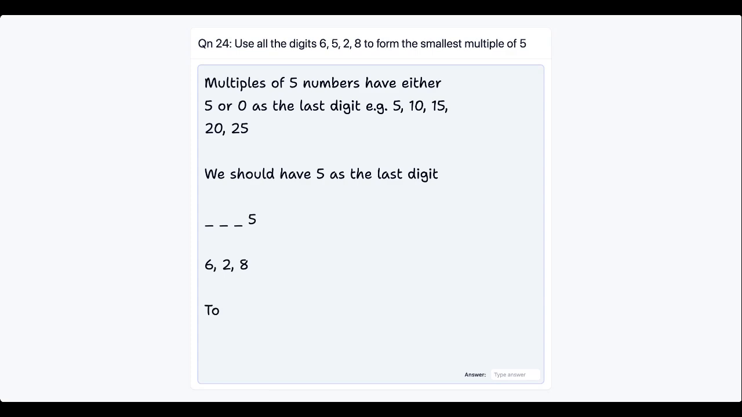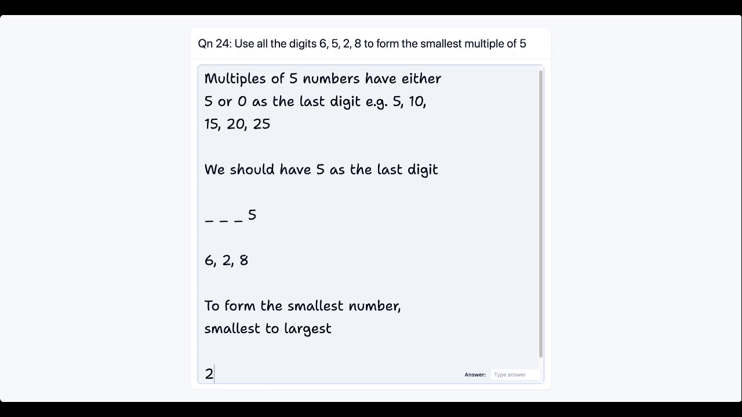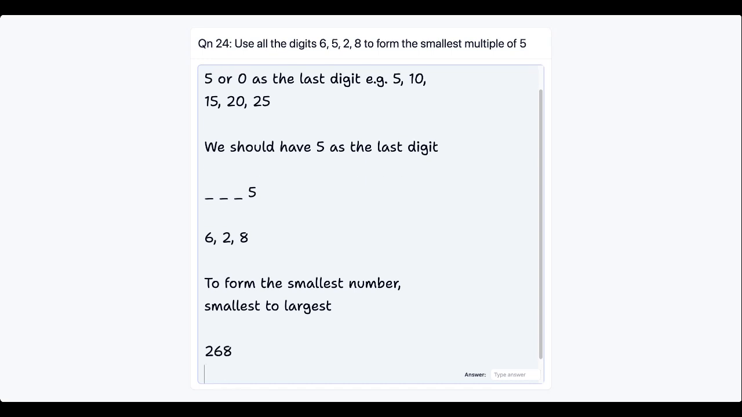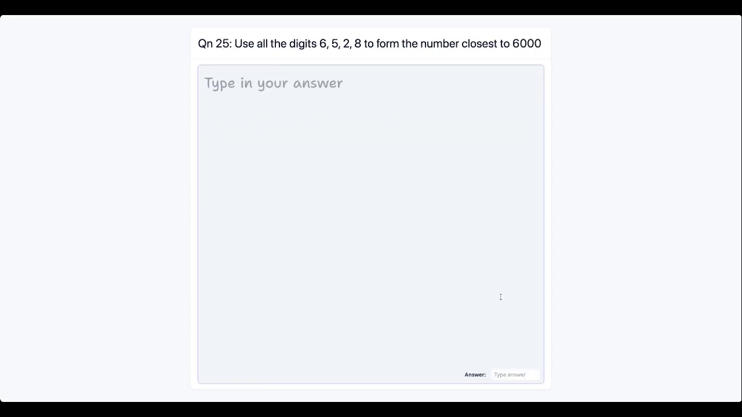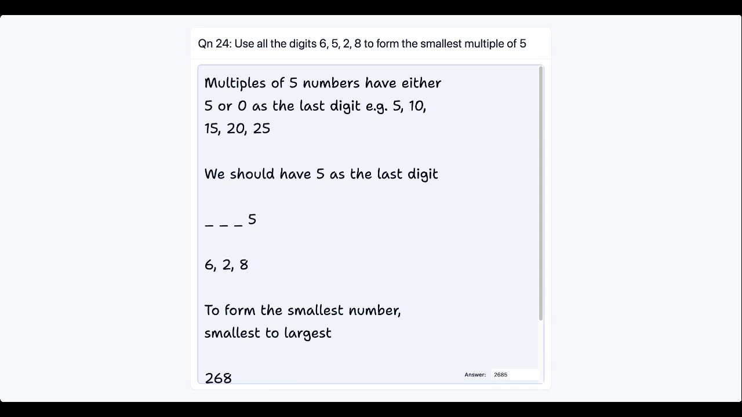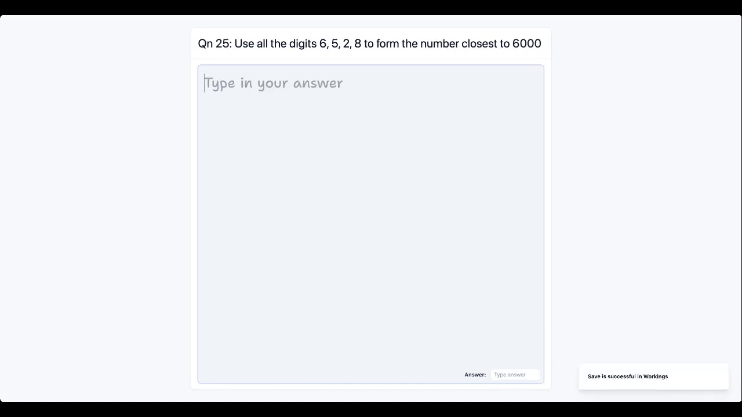To form the smallest number, we need to have the smallest digit first, smallest to largest. So in this case, it will be 2, 6, and 8. Therefore, the answer is 2, 6, 8, 5. There you go, that's the answer. Okay, let's move on to the next question.